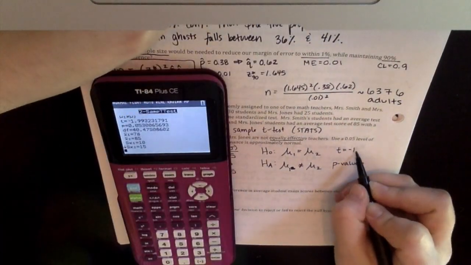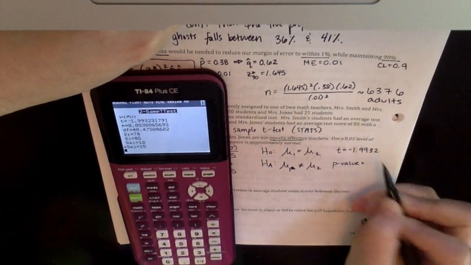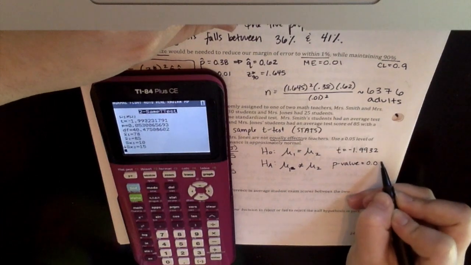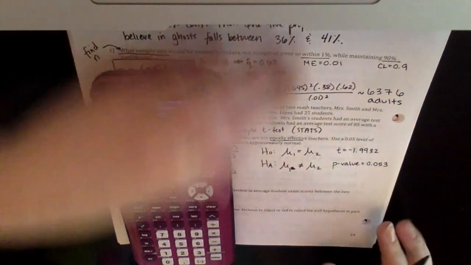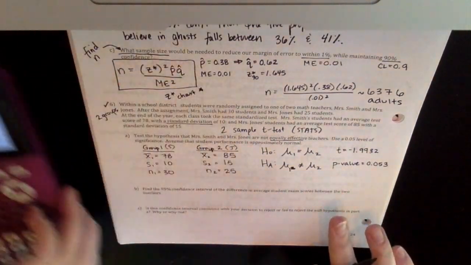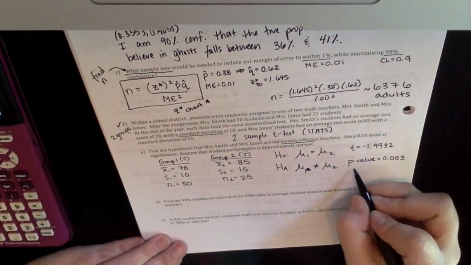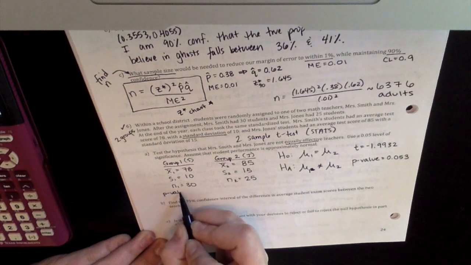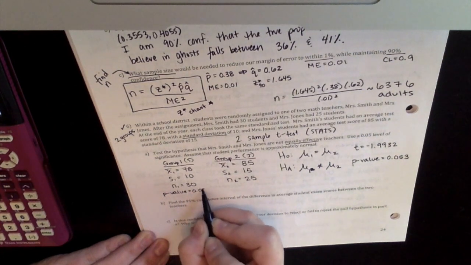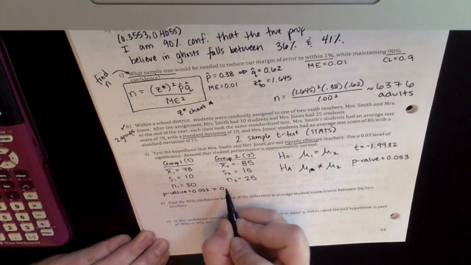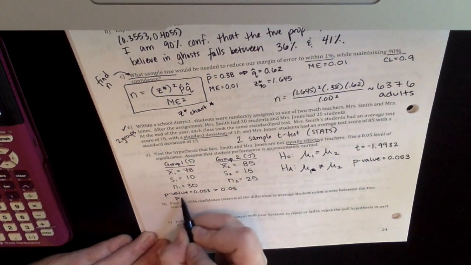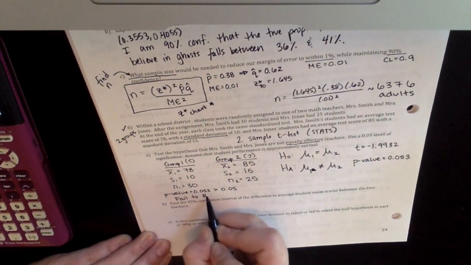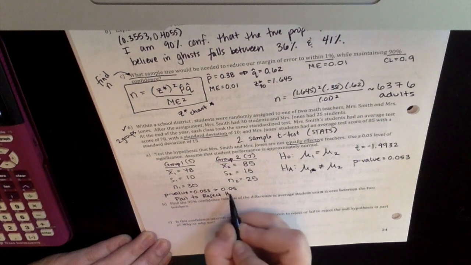So I'm going to record the t, negative 1.9932, and a p-value of 0.053. And we're supposed to compare that to 0.05, so that is actually larger. So let's do that over here. My p-value of 0.053 is in fact larger than 0.05, so that means we fail to reject the null.